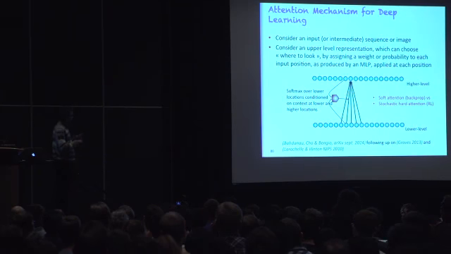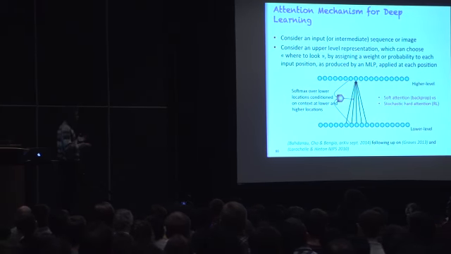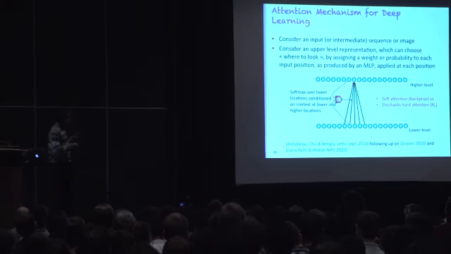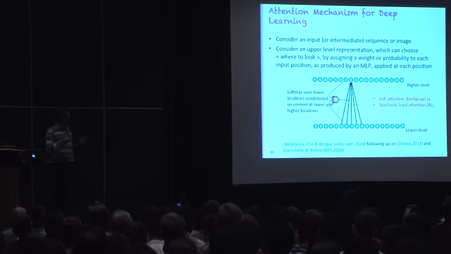So let's consider the machine translation problem. We have a sequence of input words, and we have a sequence of output words, and we're going to go from one to the other. At the input side, we're going to compute some features using our recurrent net or whatever we want. Here it's a bidirectional network.